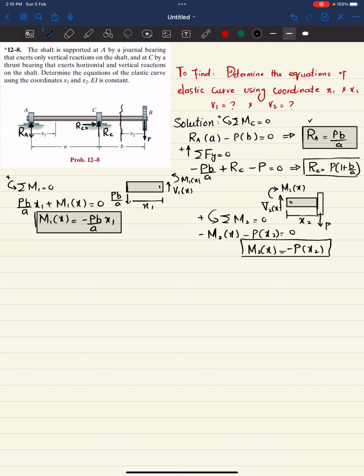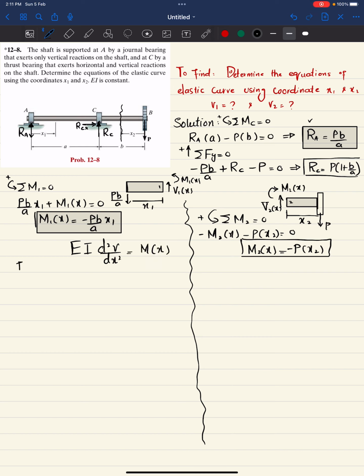I will draw a line to differentiate these two. We know that from the equation of slope and elastic curve we have EI times d squared v over dx squared is equal to M of x.